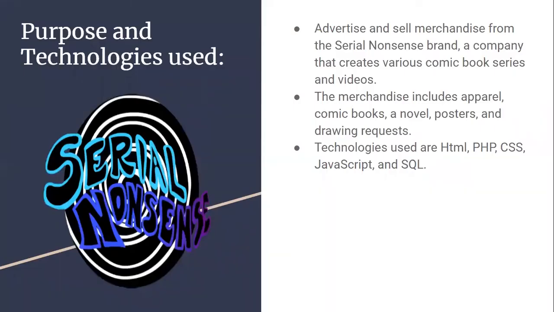The Serial Nonsense e-store was created to advertise and sell merchandise from the Serial Nonsense brand, which is a comic book company made by me and my best friend, Gabe. The merchandise that we sell includes apparel, comic books, novels, posters, and drawing requests. The technologies used to make the website were HTML, PHP, CSS, JavaScript, and SQL.